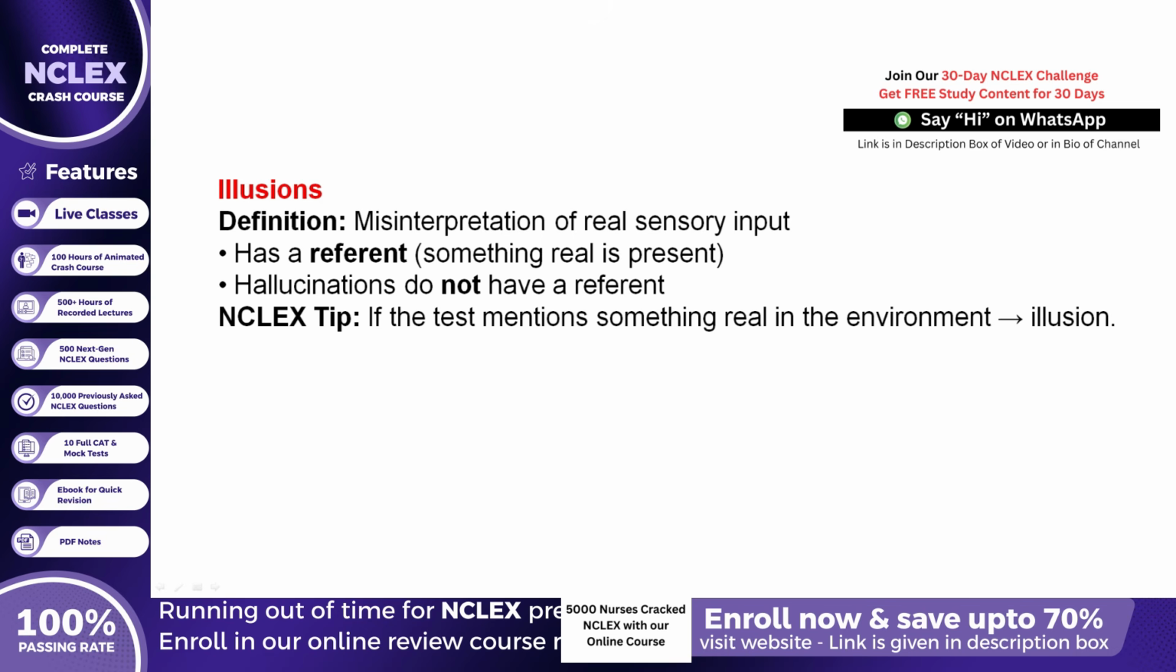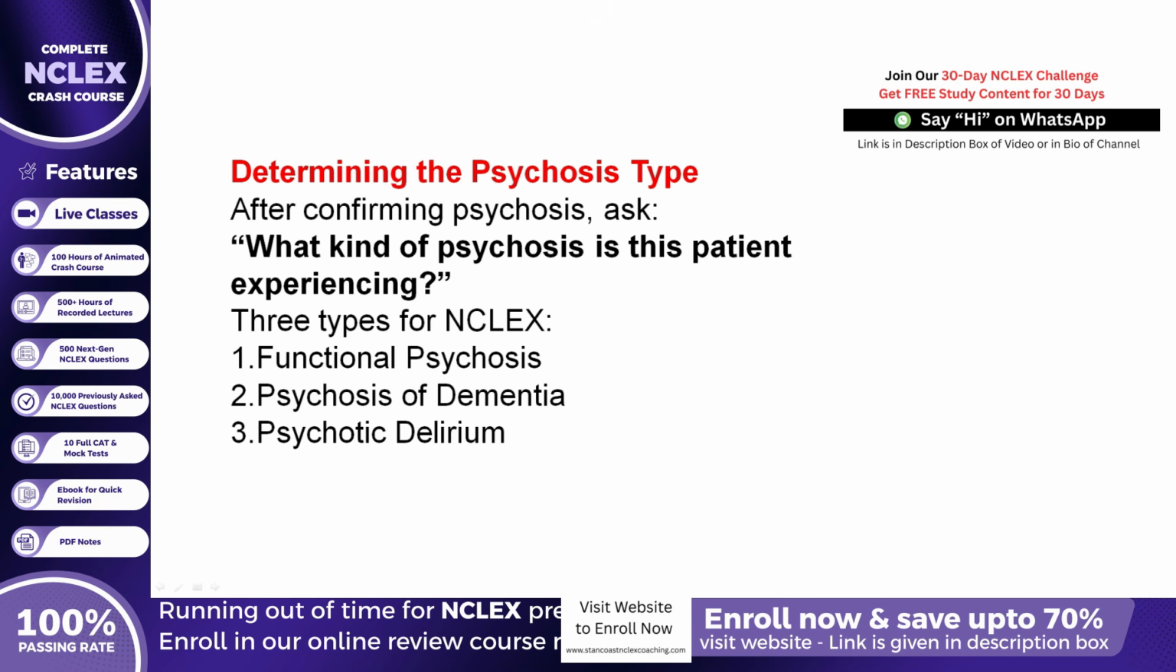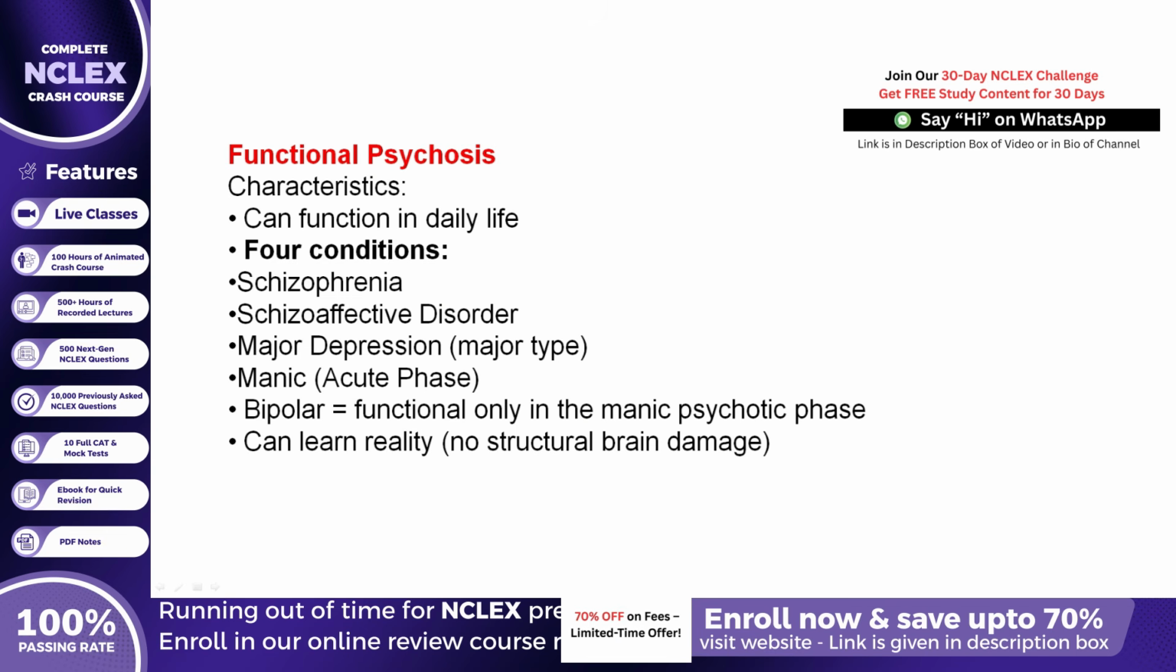After confirming psychosis, ask, what kind of psychosis is this patient experiencing? For NCLEX purposes, there are 3 types to consider. The first is functional psychosis. The second is psychosis of dementia. The third is psychotic delirium. Functional psychosis characteristics: the person can function in daily life. So despite psychosis, they maintain some level of everyday functioning. There are 4 conditions listed under this category. The first is schizophrenia. The second is schizoaffective disorder. The third is major depression, the major type. The fourth is manic, in the acute phase.